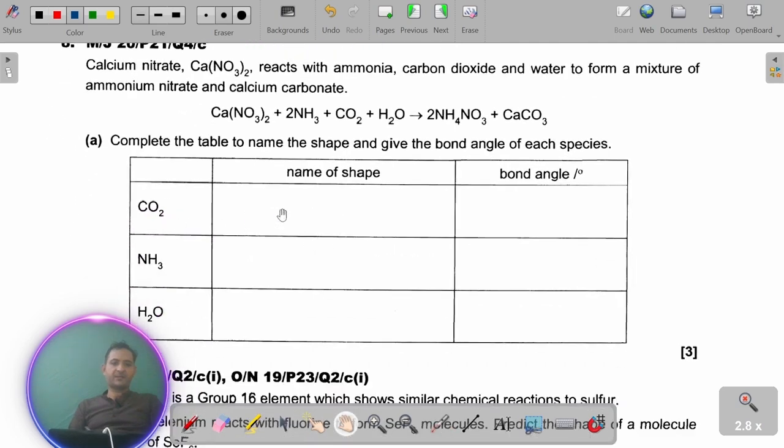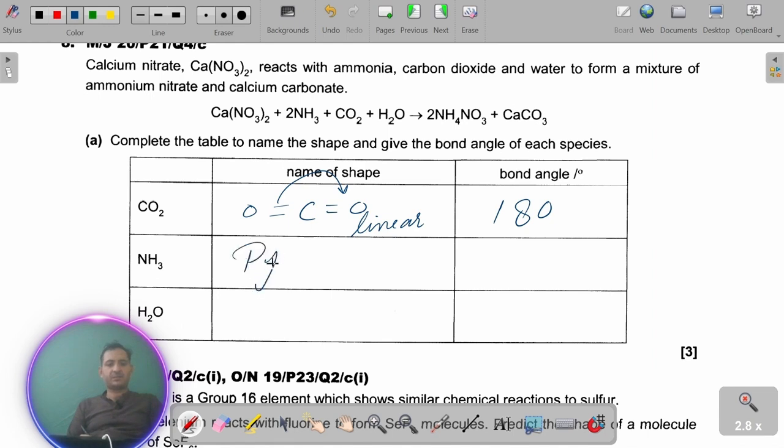Okay, so we have the name of the shape. It is just like CS2. Carbon has a double bond with each oxygen, and the name of the shape is linear. And what is the bond angle? The bond angle is 180. NH3, I already solved this. The shape is pyramidal, and the bond angle is 107.